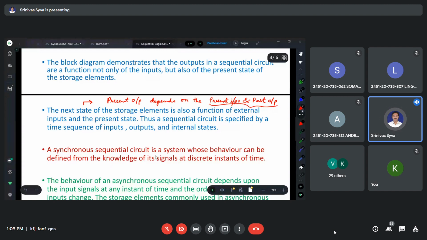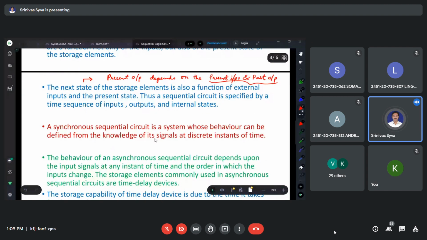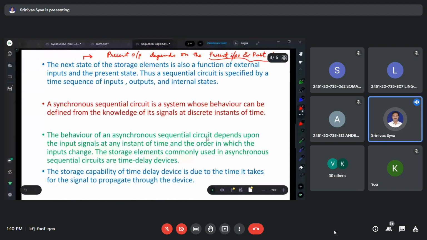A synchronous sequential circuit is a system whose behavior can be defined from the knowledge of its signals at discrete instants of time. Synchronous, asynchronous, difference. Its behavior will be described in terms of the knowledge of its signals at discrete instants of time. Whereas an asynchronous sequential circuit depends upon the input signals at any instant of time and the order in which the inputs change.